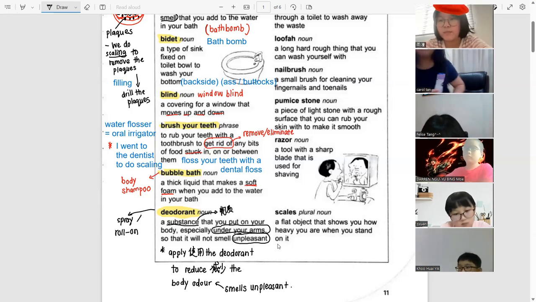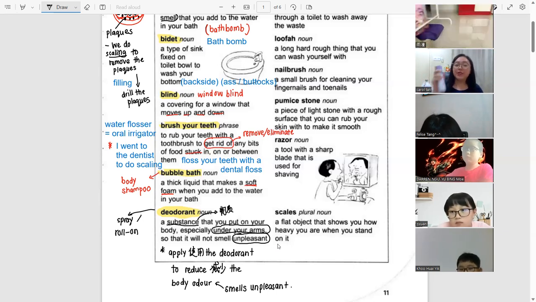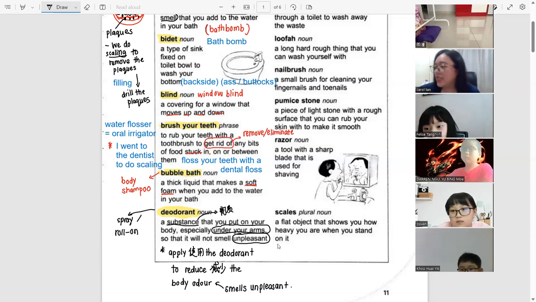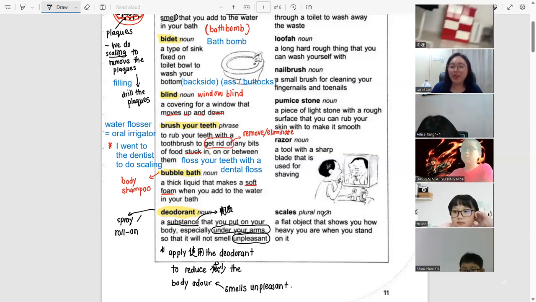Okay, I'm back. What I am holding here is this Nivea deodorant. I can just spray it, but it's very expensive, so I don't want to waste it. This one is very small, just like this. Then I think yours is the roll-on one, right? Roll-on. Yeah, my dad used it. Oh, you share it with your dad.